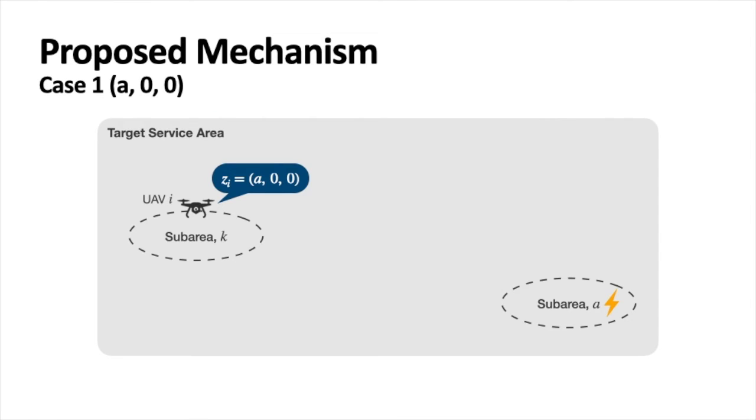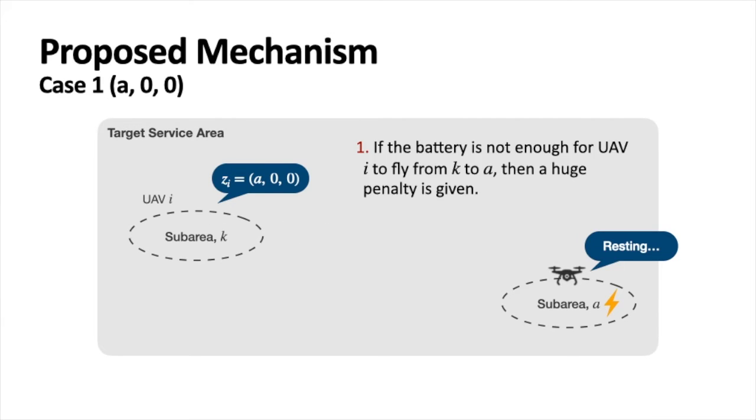The first case specifies that if a UAV intends to fly from K to A and rest there, we first make sure if it has enough power to fly to A. If not, a huge penalty is given. If yes, the flying cost. Also, a resting profit is offered. Note that in our design, a UAV would prefer charging over resting unless the charging station is full, so the resting profit is usually less than the charging gain.